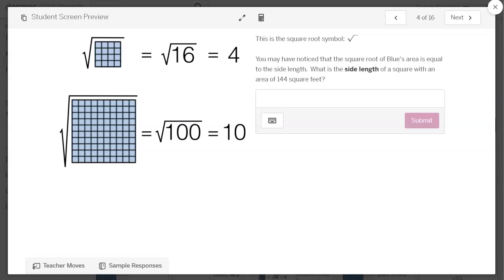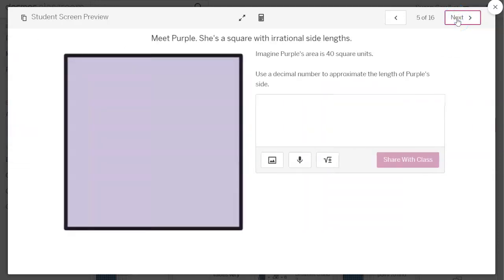They've used these before because we have solved quadratics, but now we're looking at why do we need these? What's the point? What's the purpose? Here we have a square that has irrational side lengths. Use a decimal to approximate the length of the purple side.